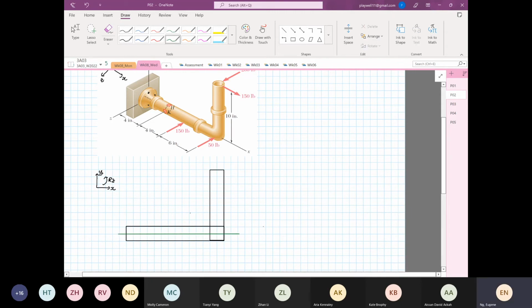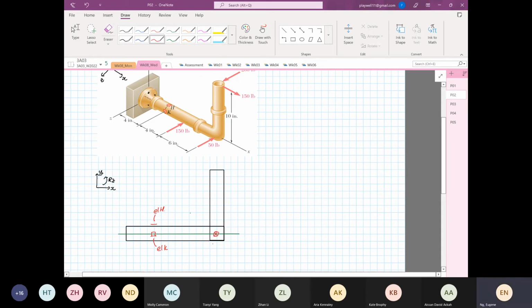So the next thing, like what I said, construct the centroid that is related to the point of interest, which is your element. Then we draw our elements. This is our element K, and this is our element H. So now we put in our forces over here.